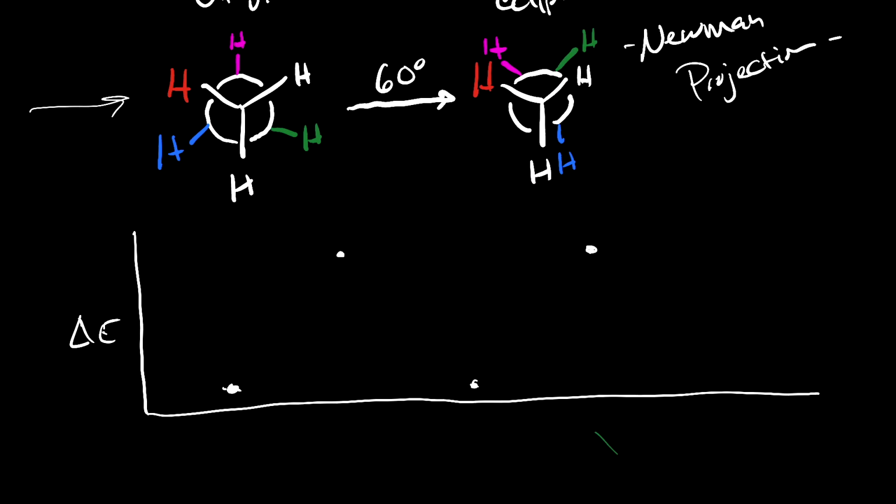And so if we start down here at the staggered conformation, which we've agreed is this, that right there, and we go to the eclipsed conformation.